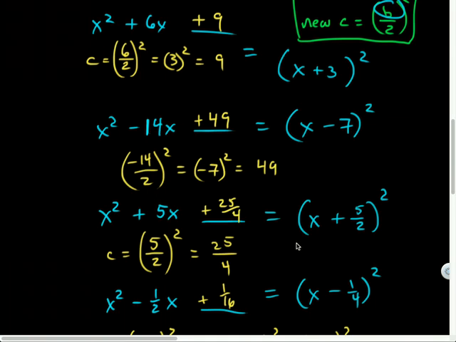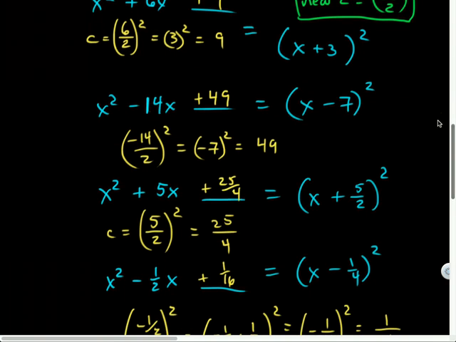Yeah, just take the b divided by 2. Okay, this number, is that the b you're referring to? Yeah. So positive 6 divided by 2 is positive 3. I like it. Negative 14 divided by 2 is negative 7. Positive 5 divided by 2 is positive 5 halves. Okay. And negative a half divided by 2 is negative a quarter. Does anyone see an even quicker way where that number could come from?